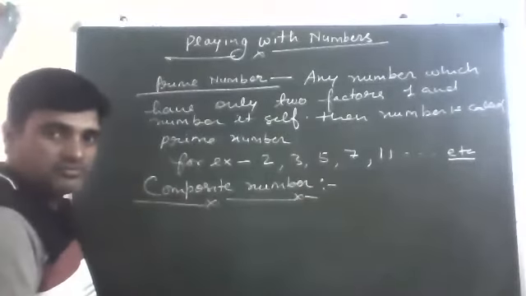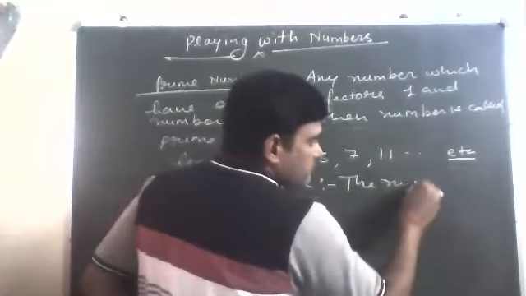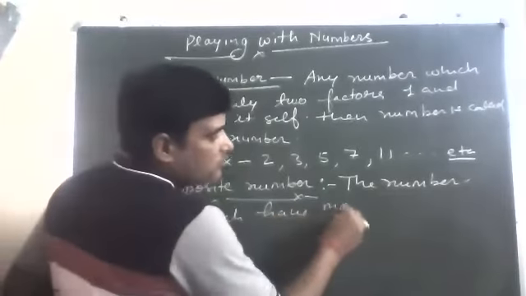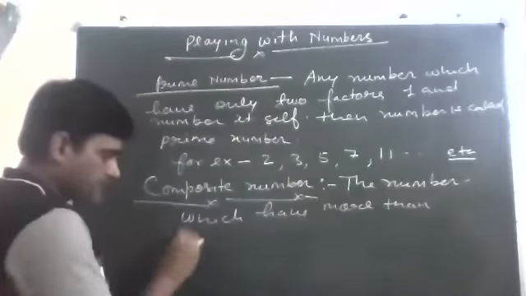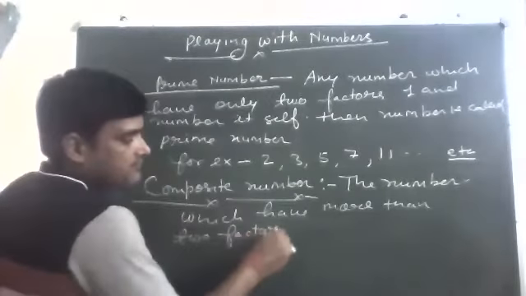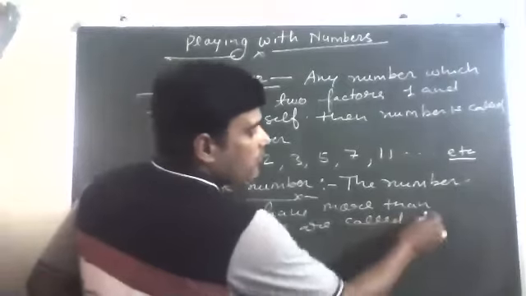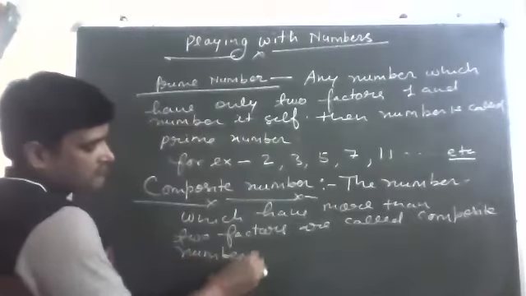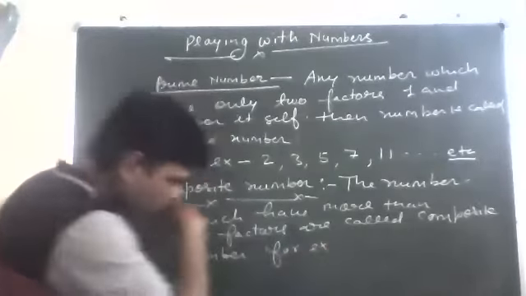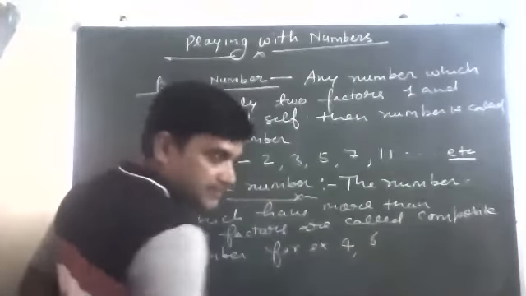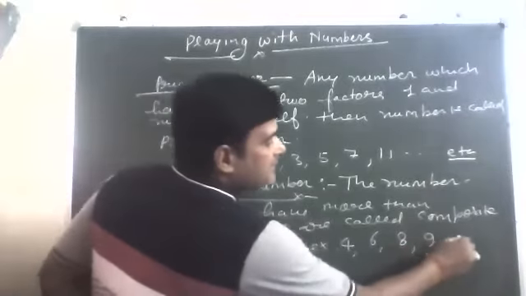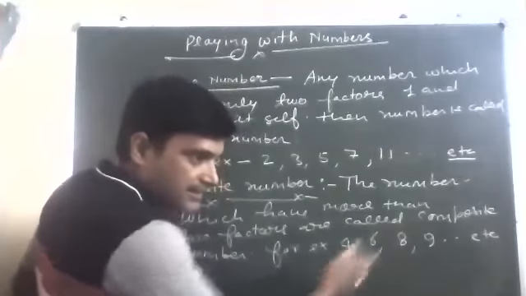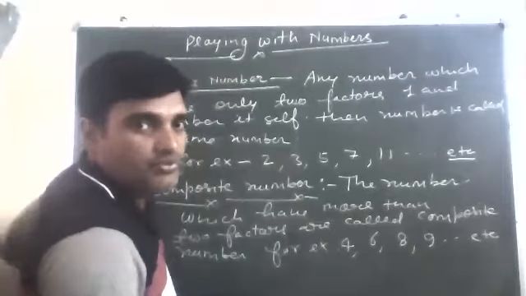The number which has more than two factors is called a composite number. For example, 4, 6, 8, 9, etc. All the numbers given here, 4, 6, 8, 9, have more than two factors. Okay.